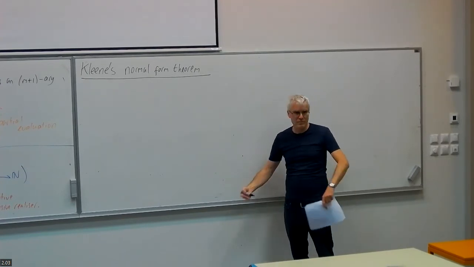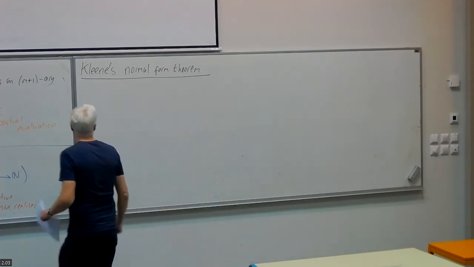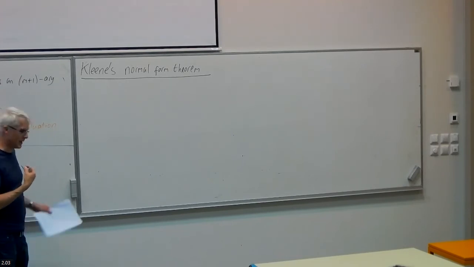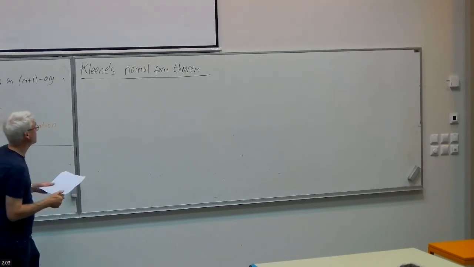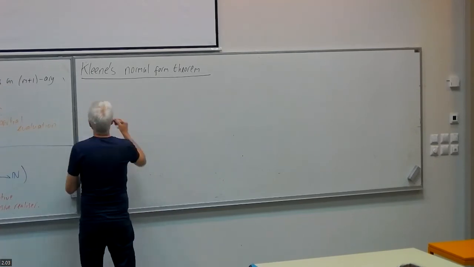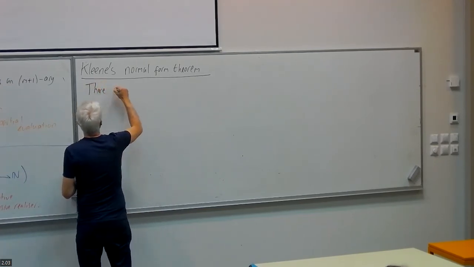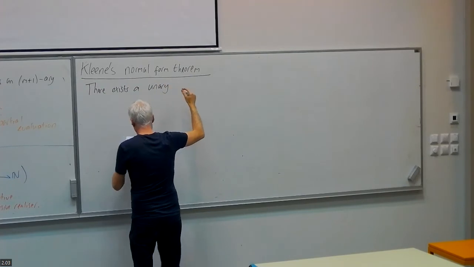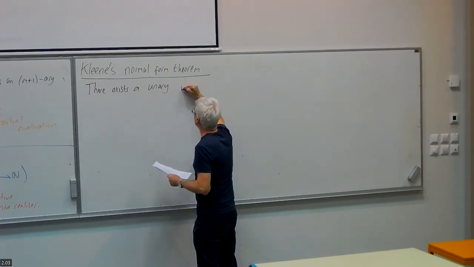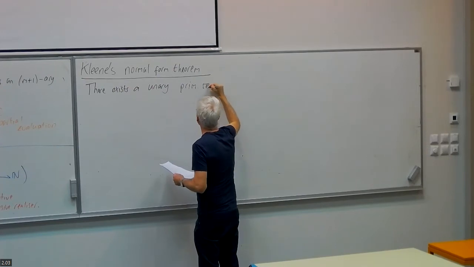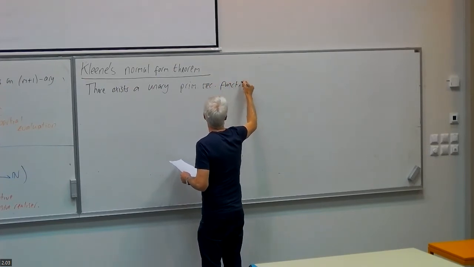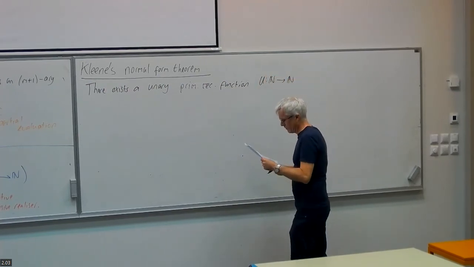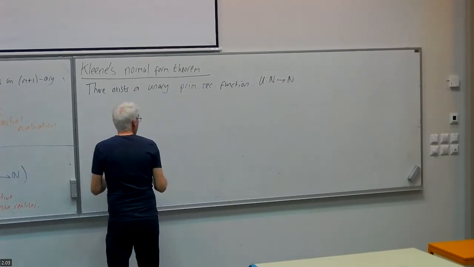So the whole of the power of computability can be wrapped up as a lot of primitive recursion followed by one application of minimization at the end. So this says there exists a unary, so that's a single argument, primitive recursive function u. It's unary, so that's just a function from the natural numbers to itself, and it's total because it's primitive recursive.